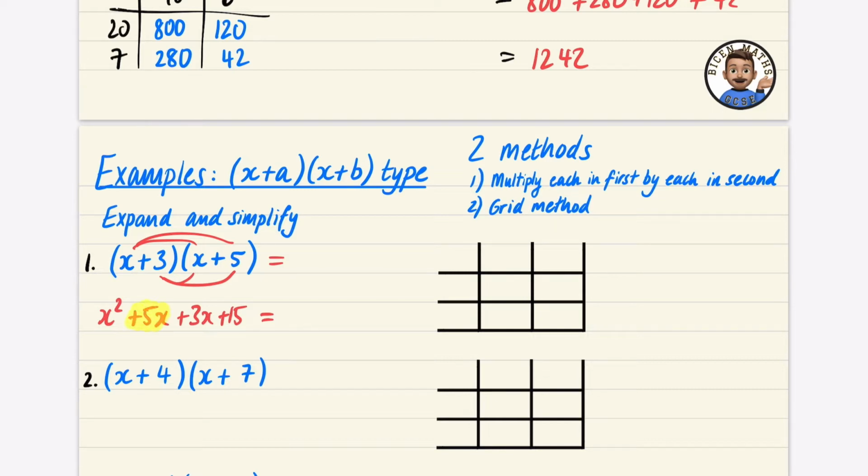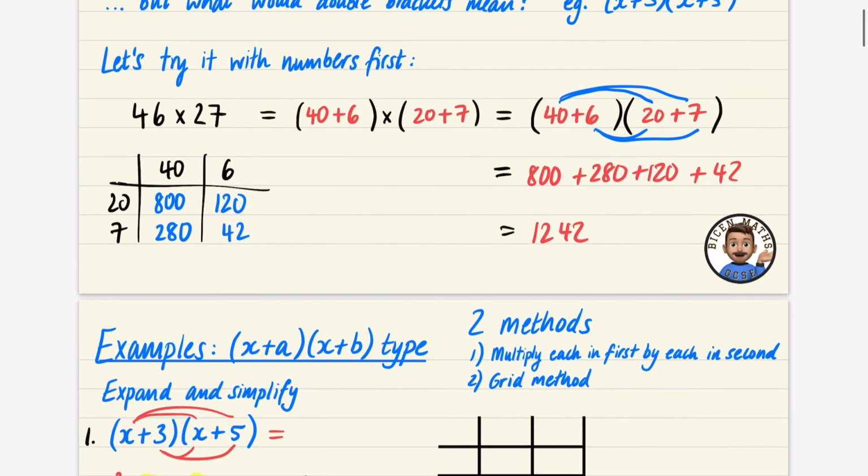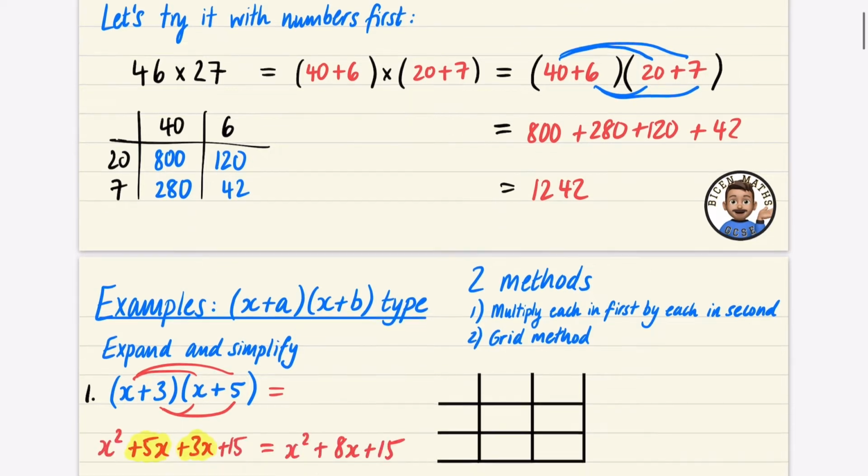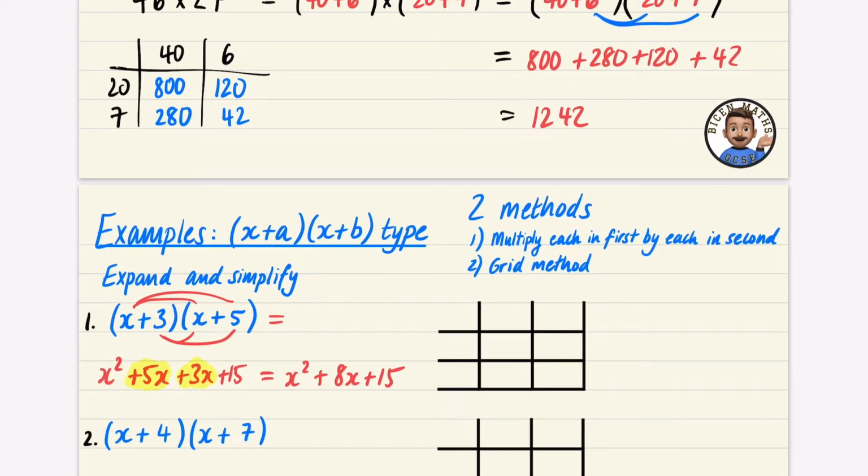Now, the like terms are going to be the 5x and the 3x. The 5x and the 3x are going to simplify when you add those together to an 8x. So when you expand this bracket with algebra, it followed the same process as what we would have done with numbers, but we got some things like x squared. So this is our final answer of it being simplified.